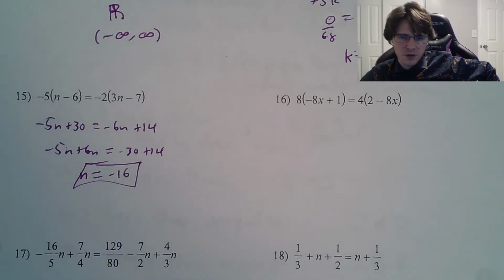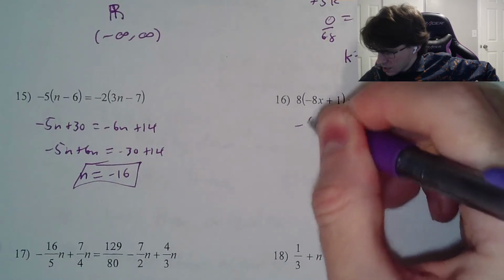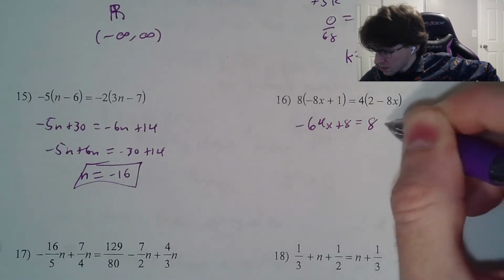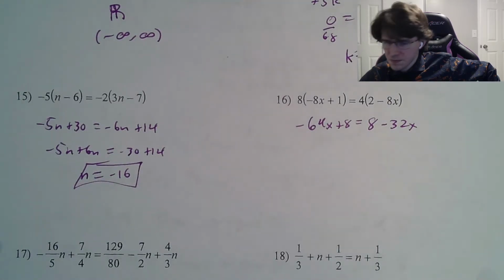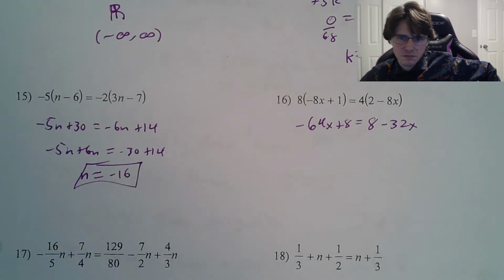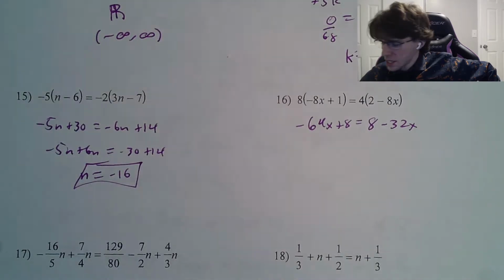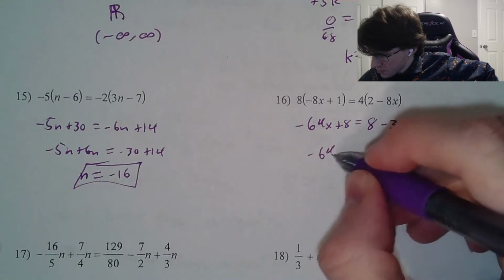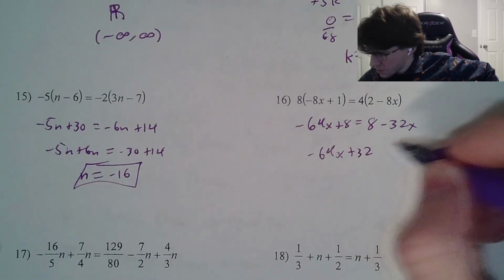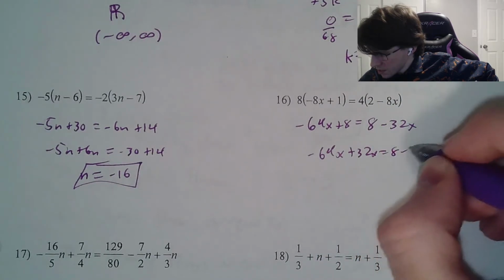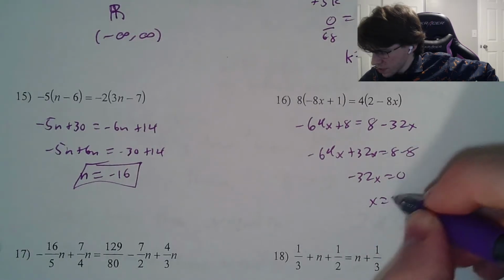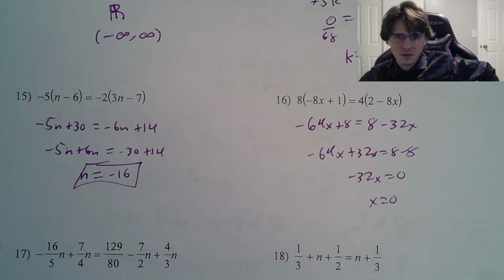Number 16. Now on this one, we're going to go ahead and distribute again. -64x plus 8 is equal to 8 minus 32x. In this case, again, doing that switcheroo. When you do that switcheroo, you get -64x plus 32x equals 8 minus 8. We have another equaling 0 situation, so x is equal to 0. Very, very cool. I like those questions.